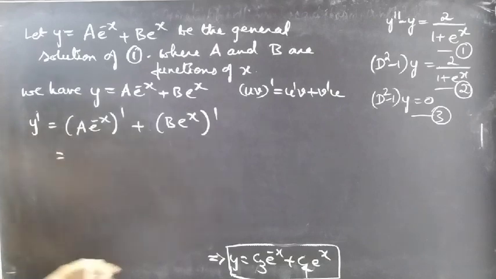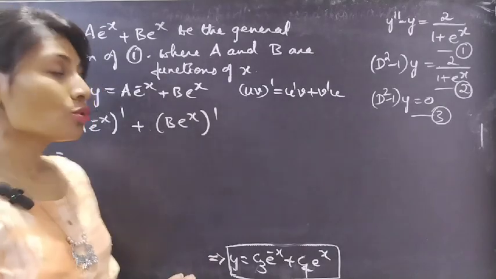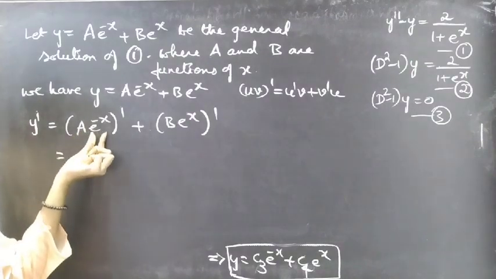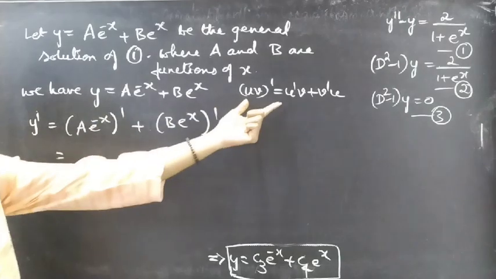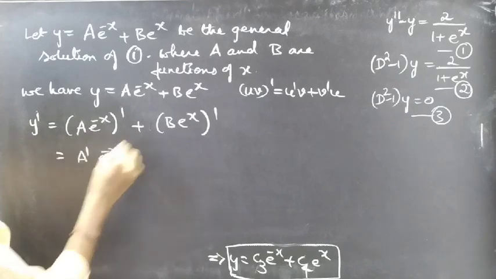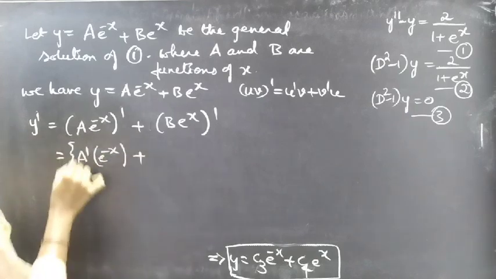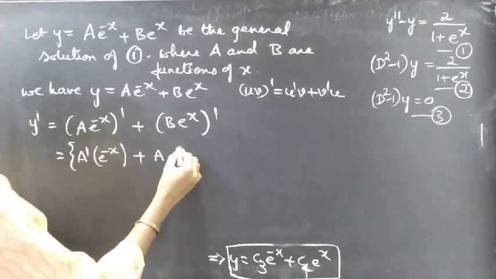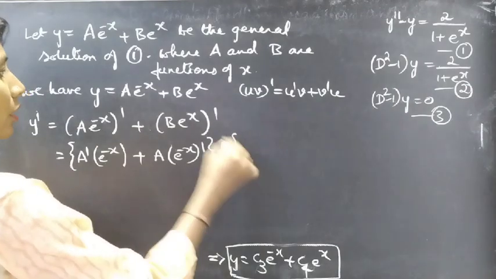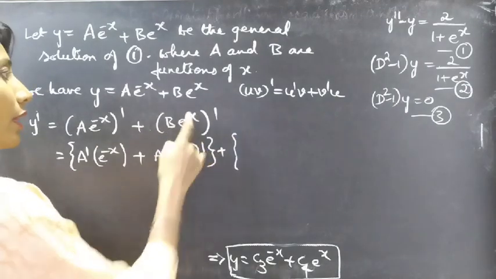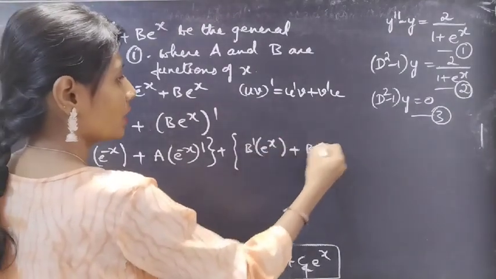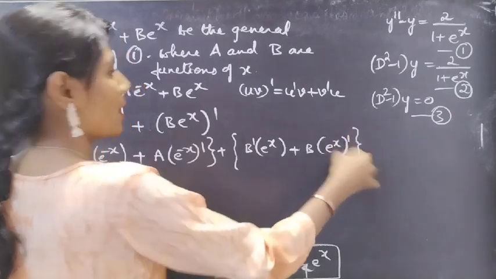Now consider, since a and b are functions of x, we'll consider a as u and e power minus x as v, and we'll apply this formula here. We'll get a dash into e power minus x plus a into e power minus x whole dash. Plus here you'll consider b as u and e power x as v, then we'll get b dash into e power x plus b into e power x whole dash.